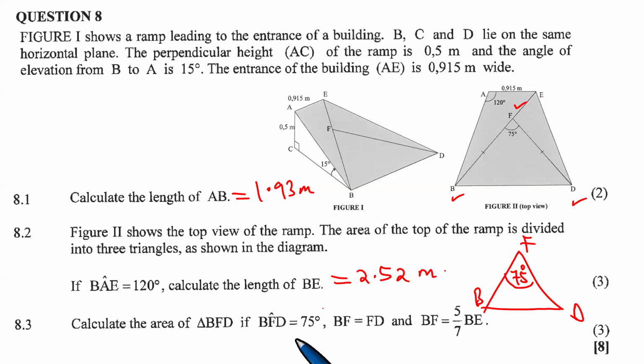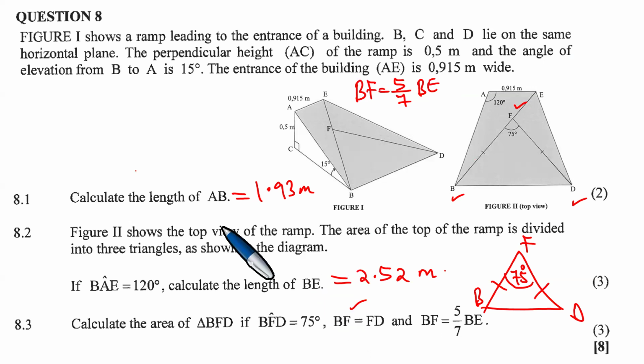But what do we know? We know a couple of things. We know that this particular side is equal to also this side here, because BF is equal to FD. And we have that BFD is 75 degrees. And here is a very important result: BF. What is BF? The examiner told us that BF is equal to 5 out of 7 BE.